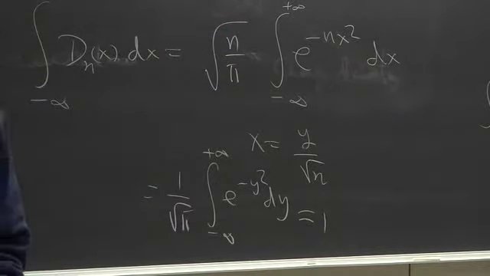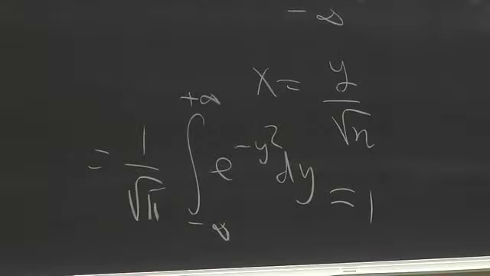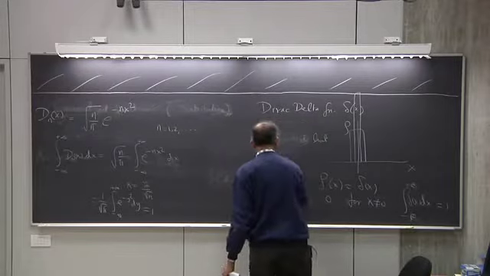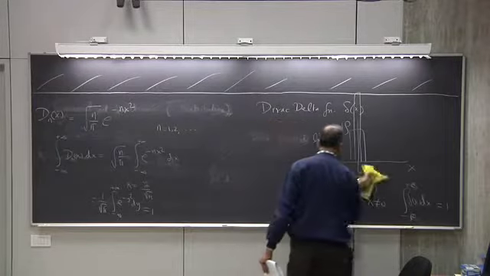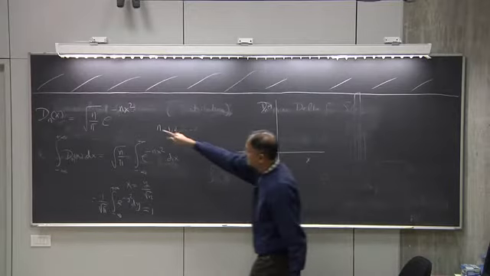So all of these dn's satisfy this equation. The integral of dn for any n is equal to 1. However, now look at the shape. If you try to plot this dn of x as a function of x, notice that this is Gaussian.